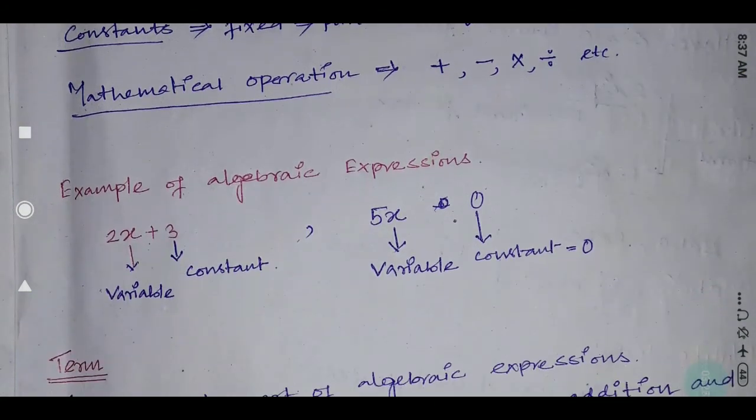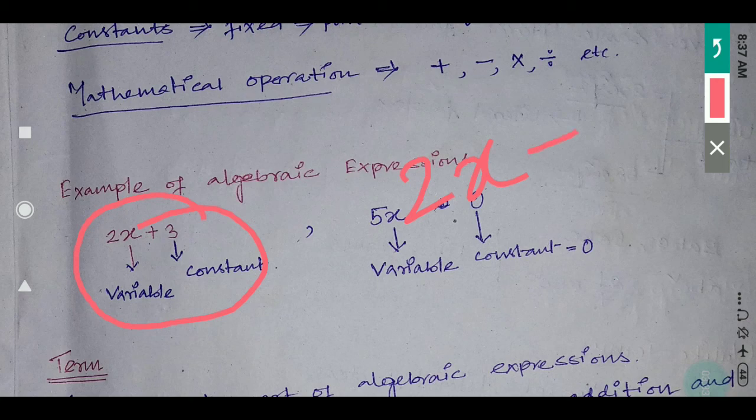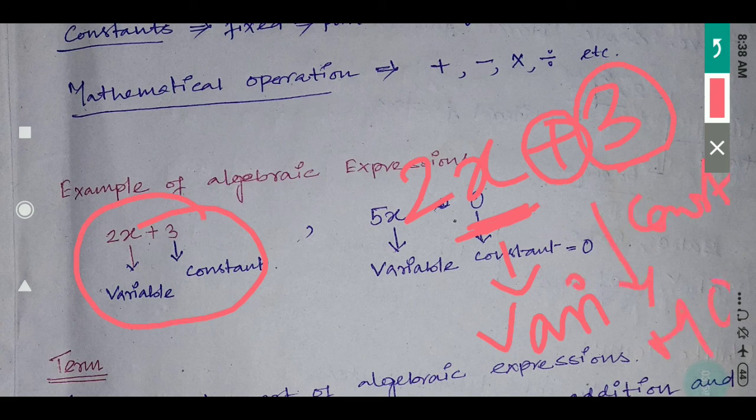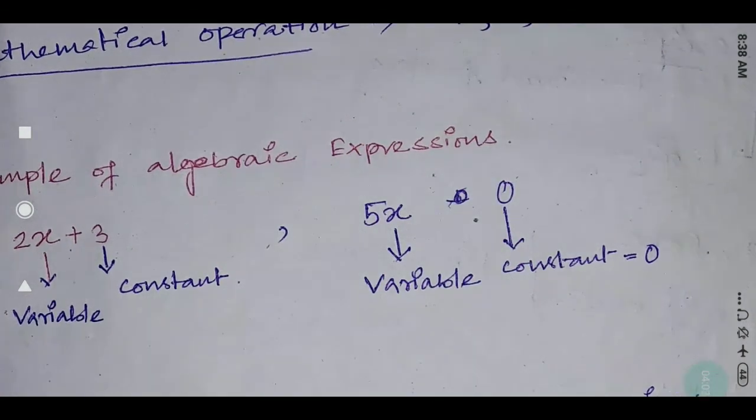So for example, take an algebraic expression, suppose this one is given: 2x plus 3. Here x is an alphabet, that means this is a variable. And here, is any alphabet there? No, nothing is there, that means it is a constant. Understood? And this one is what? Mathematical operation. So variable, then constant, then mathematical operation, all together is called an algebraic expression. So this is the example.